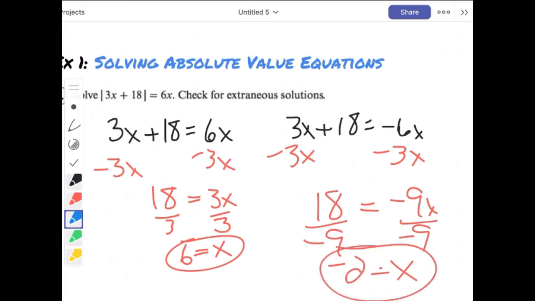So for this, we need to go back and plug in our answer. So if we do 6, that's going to be 18 plus 18, which is 36. Absolute value of 36 is 36. And 6 times 6 is 36. So this one's okay. The other one, however, if we do 3 times negative 2 is negative 6. Negative 6 plus 18 is 12. We get 12 over here, and then over here we get negative 12. So this does not work out for us. That's an extraneous solution. Okay? I know this first part was long, but that is the longest portion of this lesson for sure.